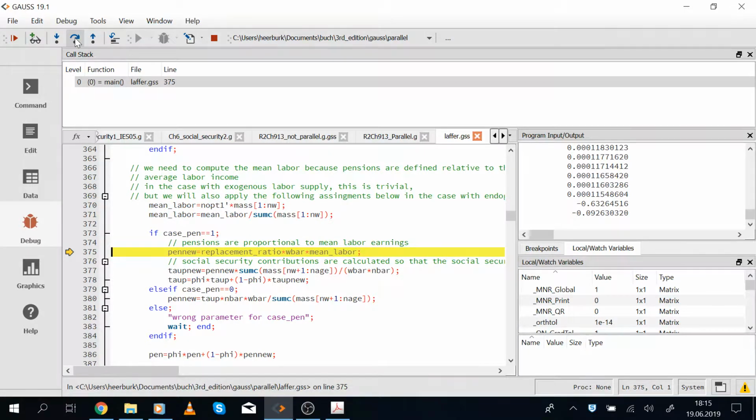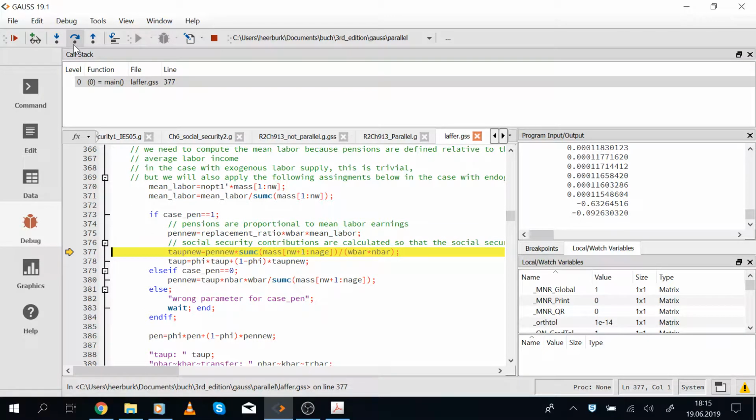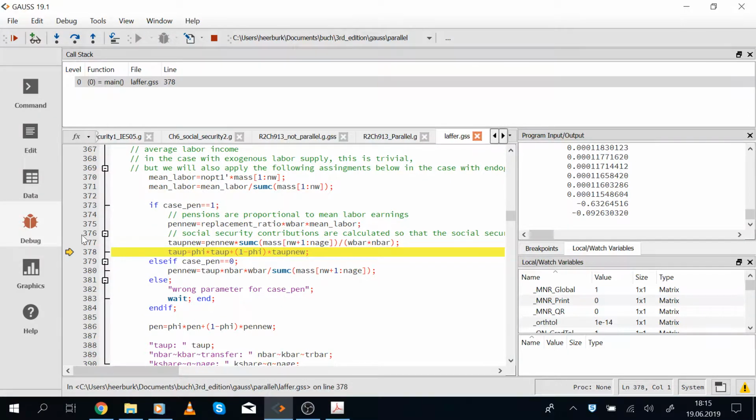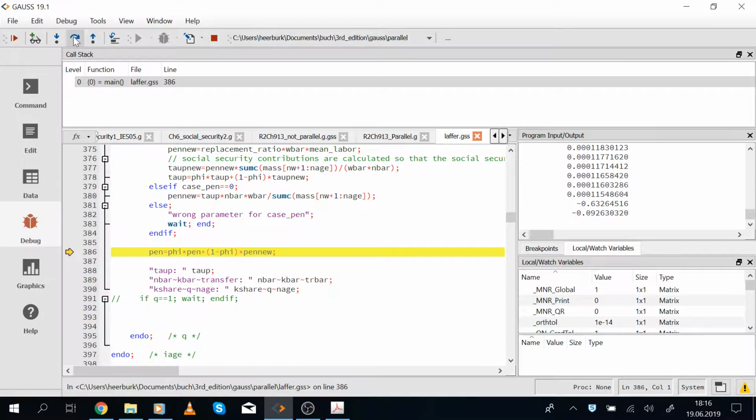And we specified case pension 1, where pensions are proportional to mean labor earnings, and we set the new pension simply as the replacement ratio times the mean wage income, wage times mean labor, to compute the new pension and update the parameter tau p, the social contribution rate, accordingly. So in line 377 we have the social security budget, a social security constraint, compute the new social security contribution rate, equilibrium rate tau p, and update tau p accordingly. And finally, we also update pension.